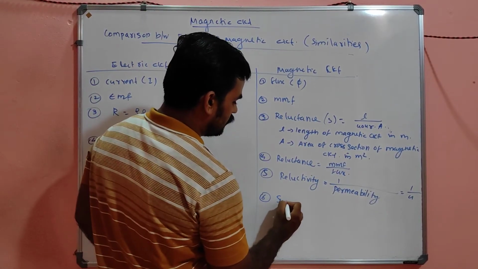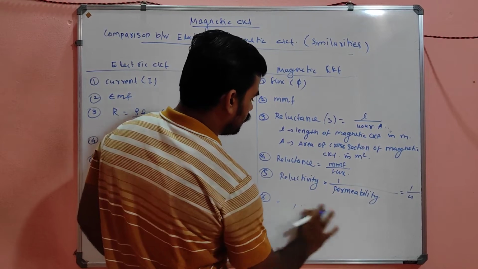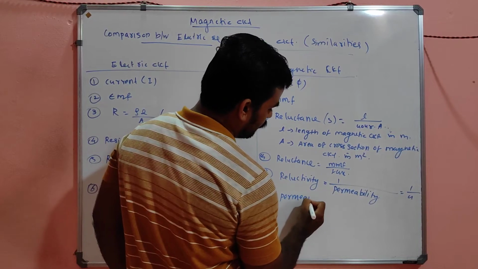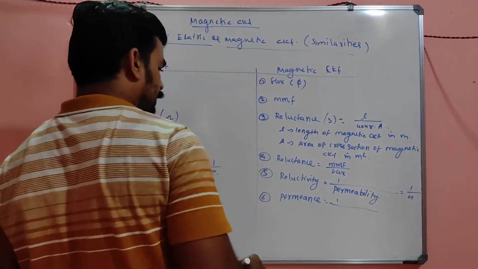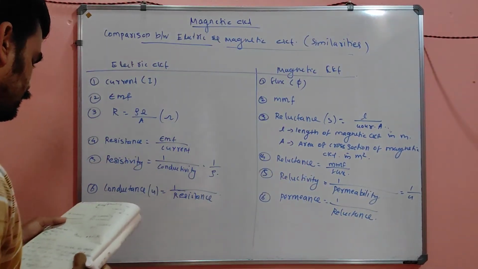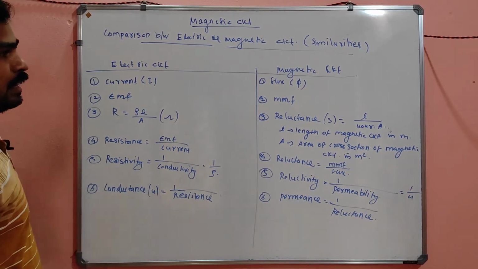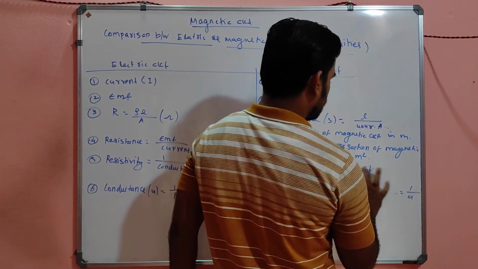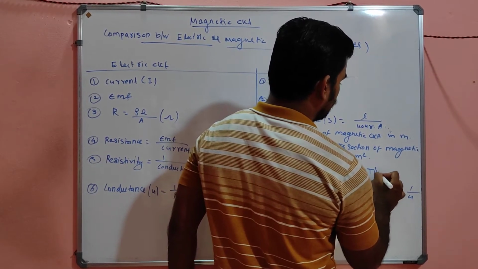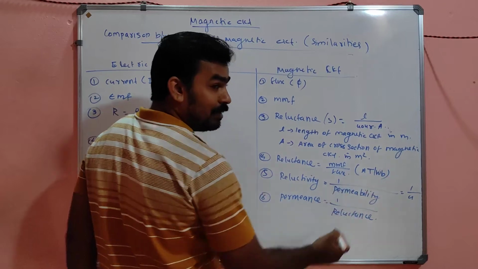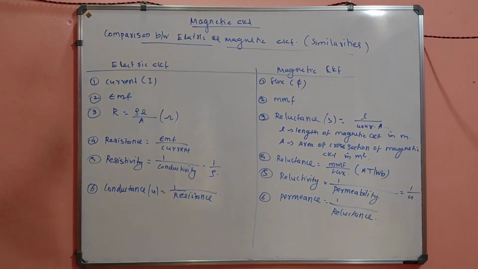Here, sorry, instead of conductance, it is permeance, 1 divided by reluctance. Okay, and the unit of reluctance is ampere turn per Weber. This is very, very important, my dear. Reluctance unit is MMF, which is ampere turn, divided by flux, which is Weber. So ampere turn per Weber will be the unit.